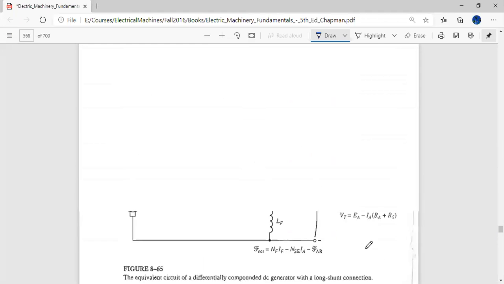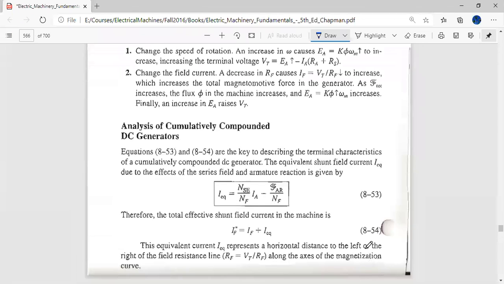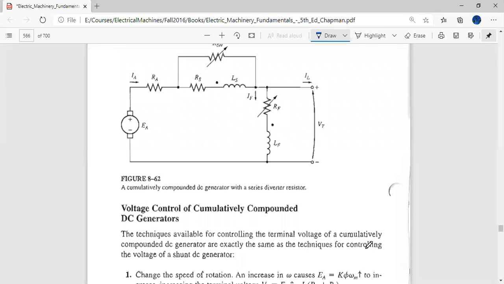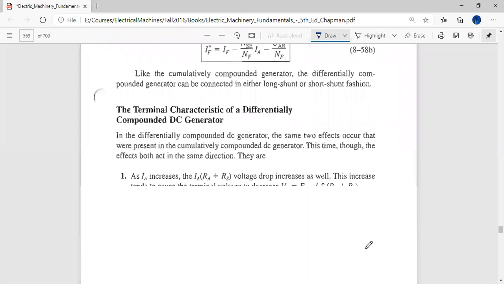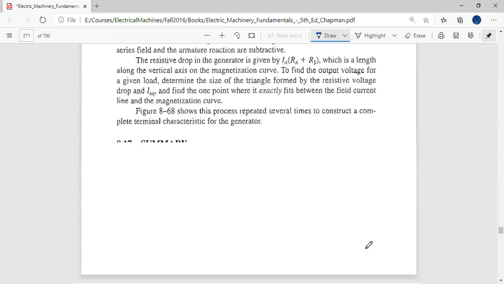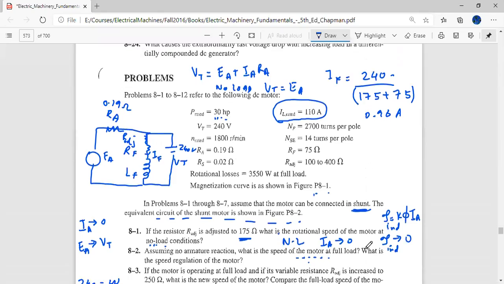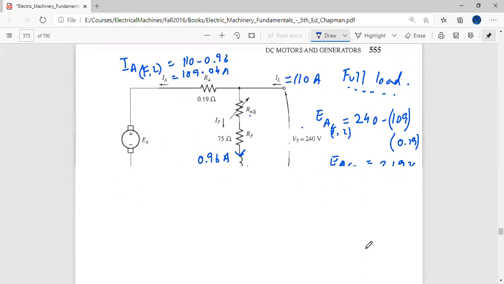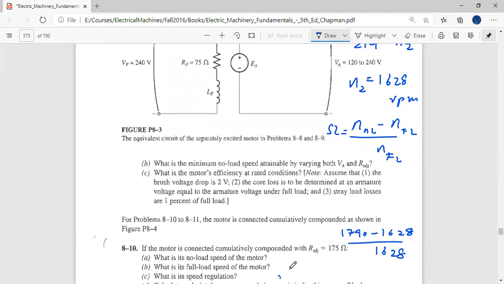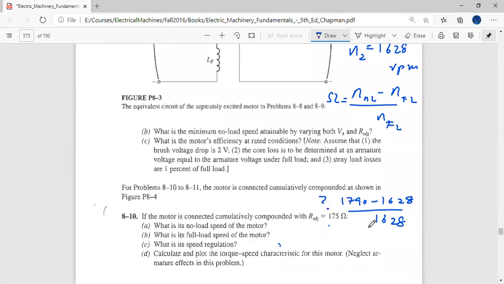What was the formula for voltage regulation? I think it was V no load minus full load over full load. Please verify this formula. Anam, am I right? I'm feeling confused. It is no load minus full load over full load. Okay, I'm right. So how much is this speed regulation?